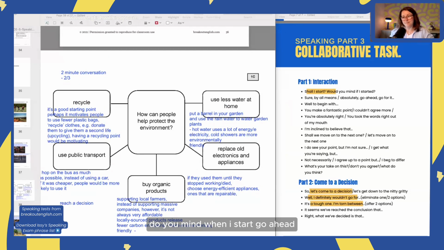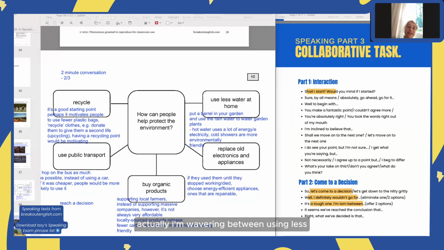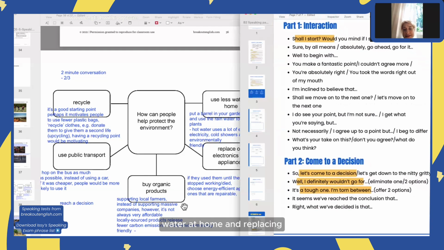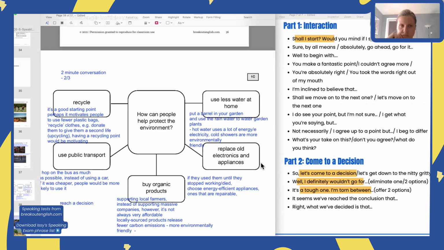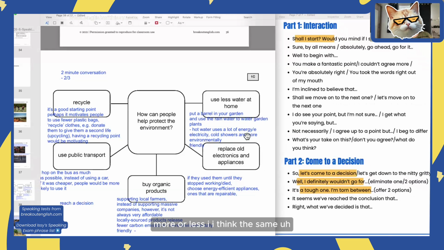Do you mind when I start? Go ahead. Actually, I'm wavering between using less water at home and replacing old electronics appliances, because comparing with the other topics, they take a backseat. What's your opinion on that? More or less, I think the same. I was torn between these two.